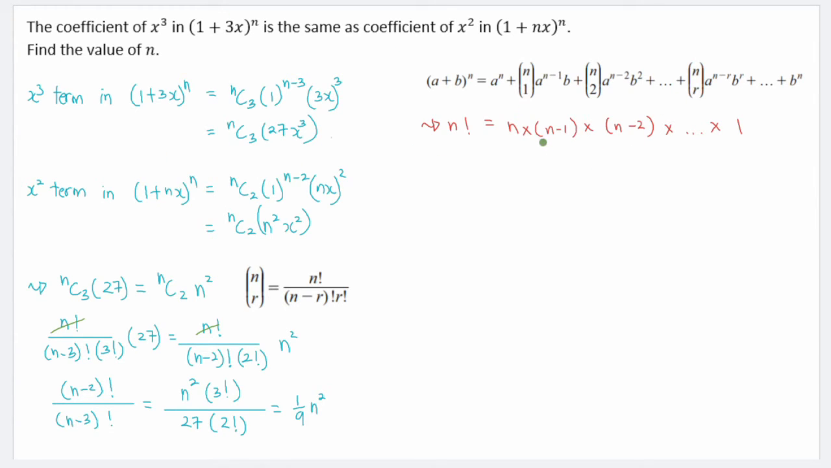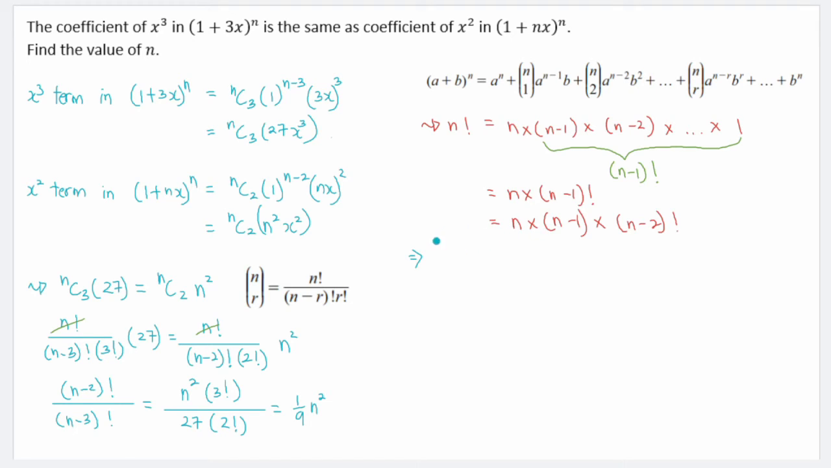But let's not forget that if I were to ignore the first term, (n minus 1) multiplied by (n minus 2) multiplied all the way to 1 is essentially (n minus 1) factorial, which means that we can simplify our n factorial into n multiplied by (n minus 1) factorial. By the same pattern, we can also rewrite our n factorial as n multiplied by (n minus 1) multiplied by (n minus 2) factorial, and so on and so forth.